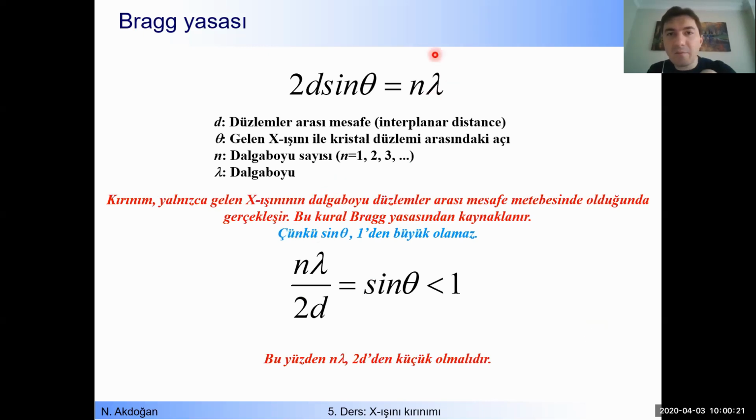If I take n lambda here and put this 2d here, what you will get is n lambda over 2d equal to sine theta. So what is the maximum value of sine theta? The maximum value of sine theta is 1. Then this expression must be lower than 1. So n lambda is usually at most 2d, okay? For n, we usually choose 1 in order to ensure that condition.